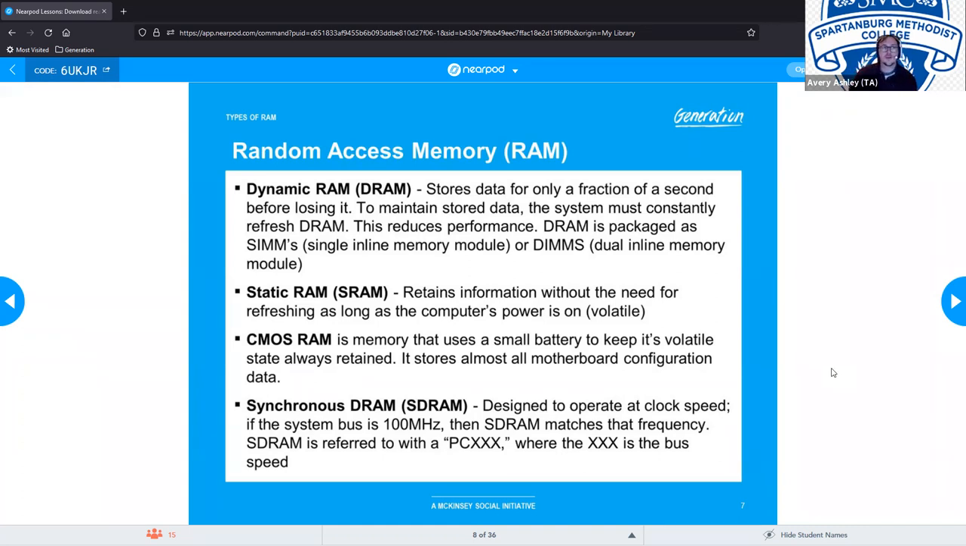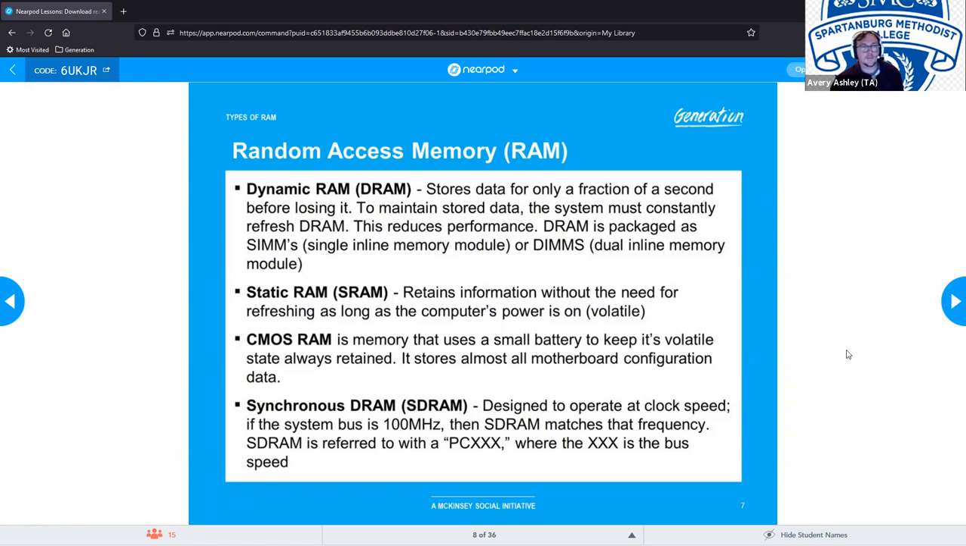All right, so now we're into RAM, our random access memory. So we have dynamic RAM or DRAM, and that stores data for only a fraction of a second before losing it. And to maintain stored data, the system must constantly refresh that DRAM. This reduces the performance, but it is packaged as SIMMs, which is single inline memory modules, or DIMMs, dual inline memory modules.